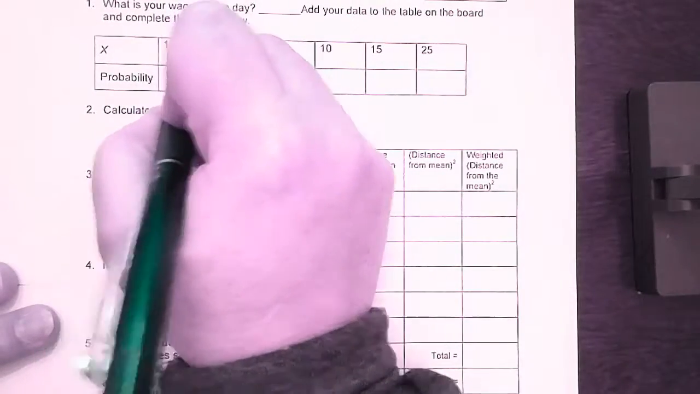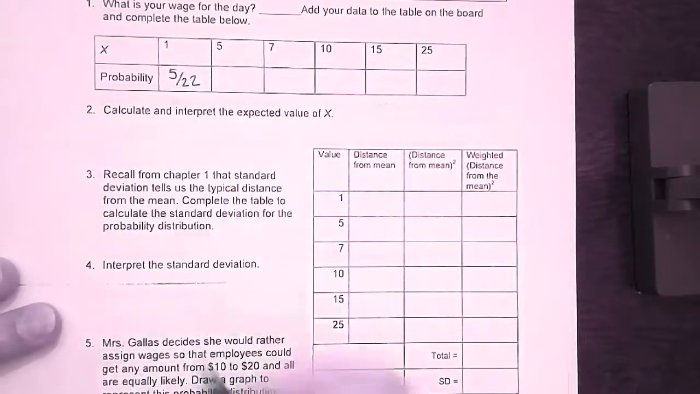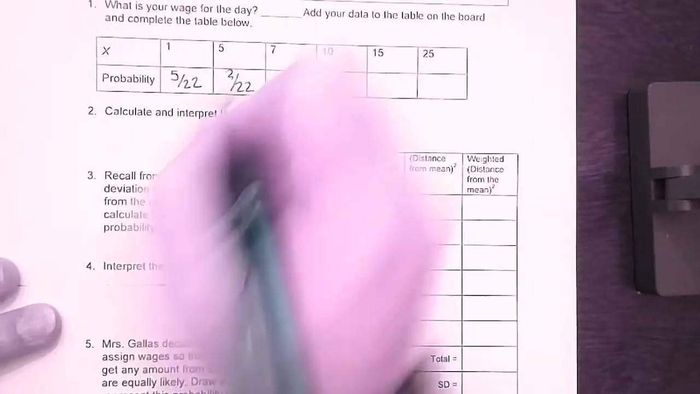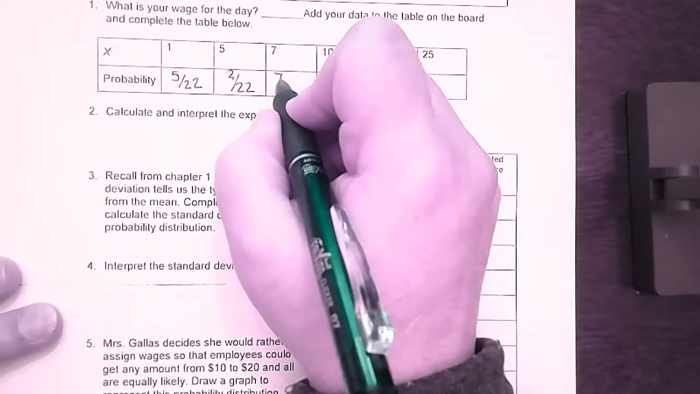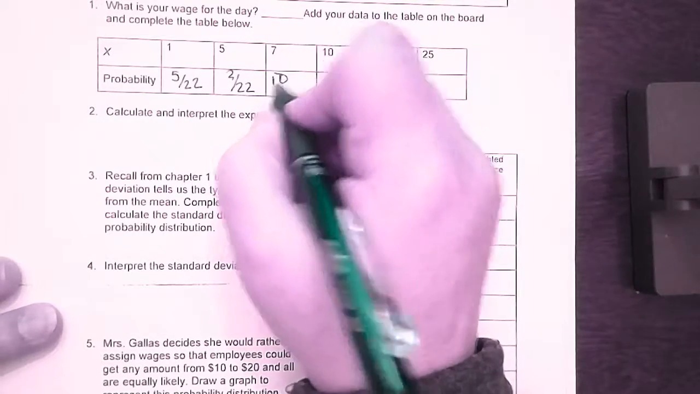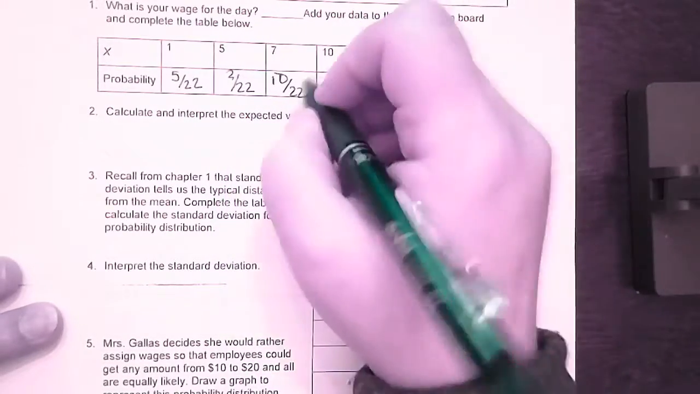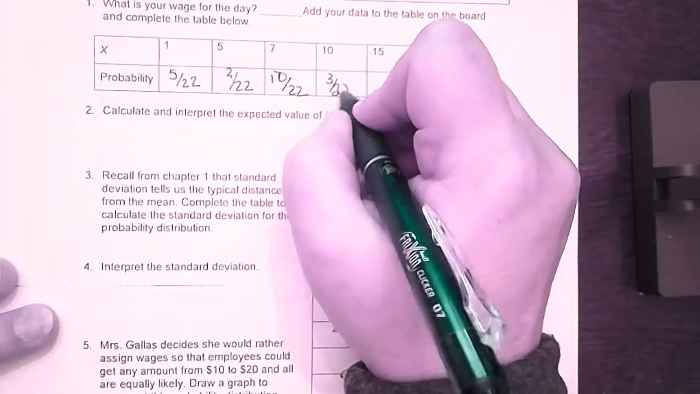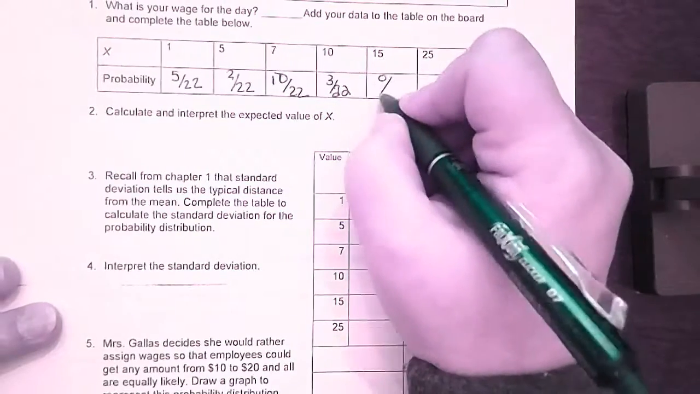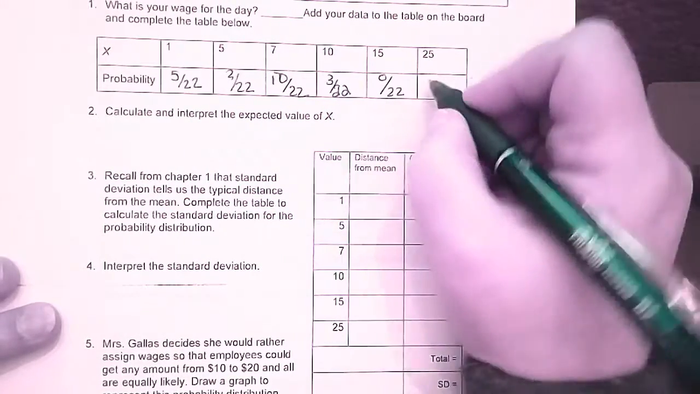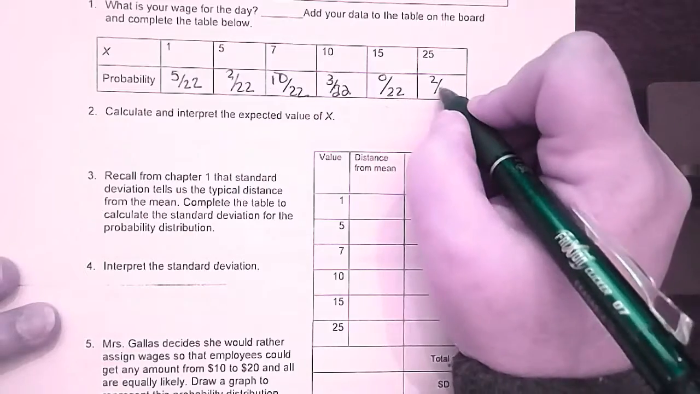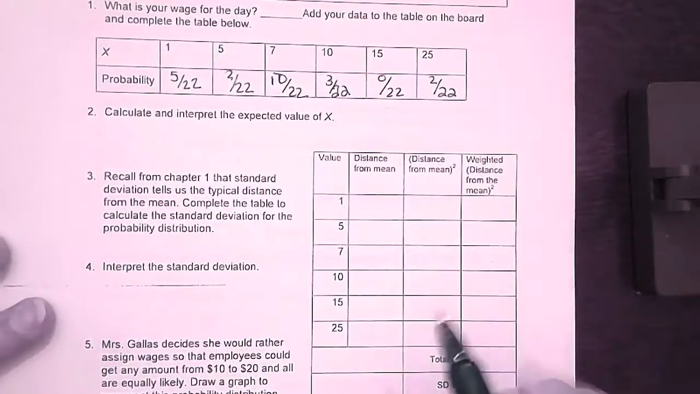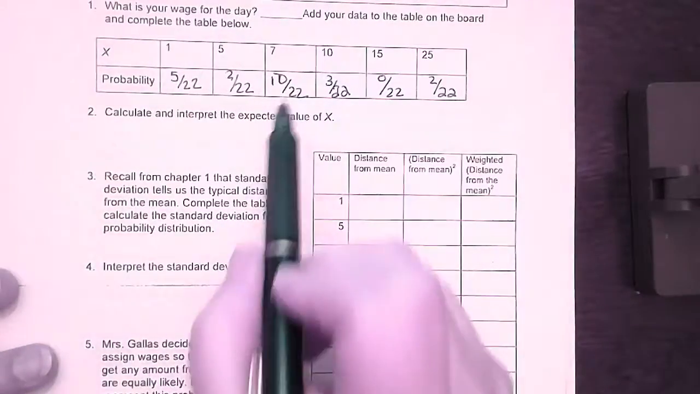I'm going to say 5 out of the 22 chose $1 an hour. 2 out of the 22 got $5. Let's say 10 got $7. 3 got $10 an hour. And I didn't have any that had $15 an hour. And then I had 2 that had $25 an hour, which is really nice. Okay. So let's figure out what the expected value of X is, and let's interpret that.